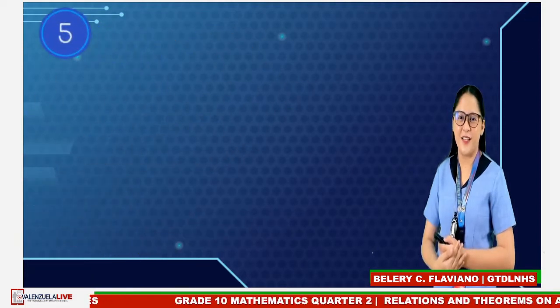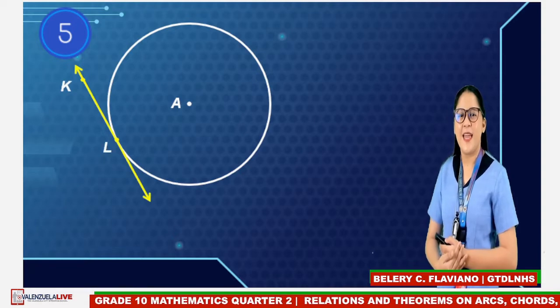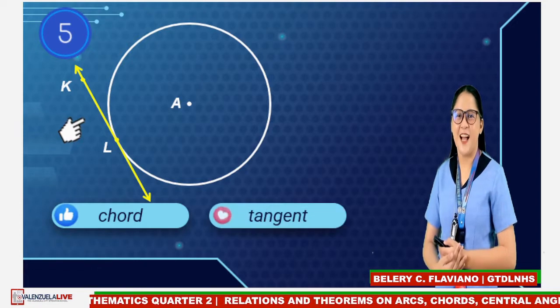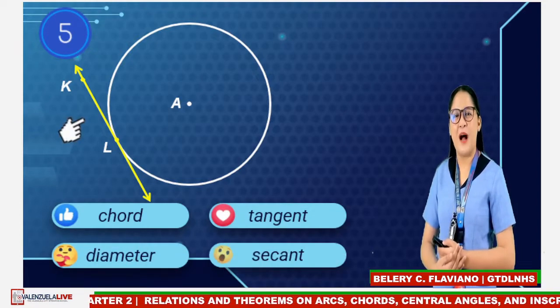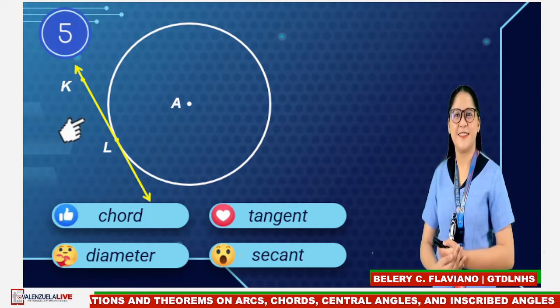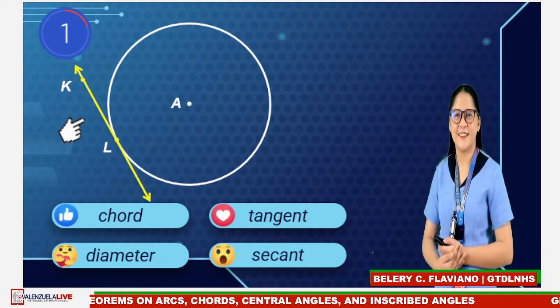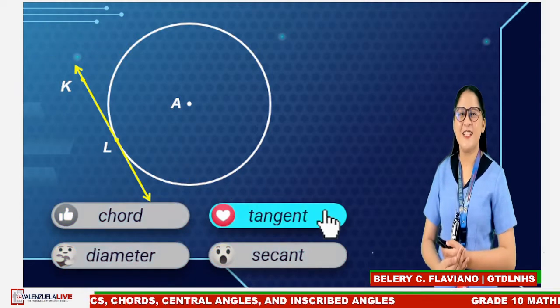So let's have the next one. Observe the figure pointed by the cursor. Is it chord, tangent, diameter, or secant? You have 5 seconds. Go. Time's up. The correct answer is tangent.